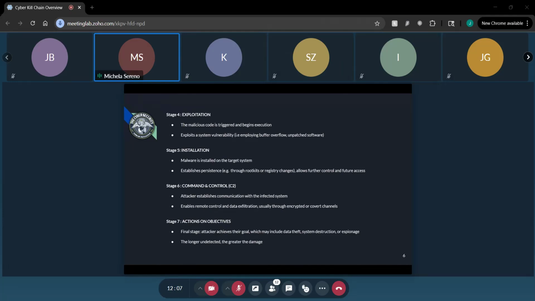Then in the command and control stage, the attacker opens communication with the infected machine in order to allow remote control, in order to help them exfiltrate data or deliver further payloads. And then we have finally the actions on objectives. Last stage, where the attackers accomplish their goal, whether it's stealing data, sabotaging systems, or conducting espionage. And of course, the longer the attackers stay undetected, the more severe the damage they can cause to the system.